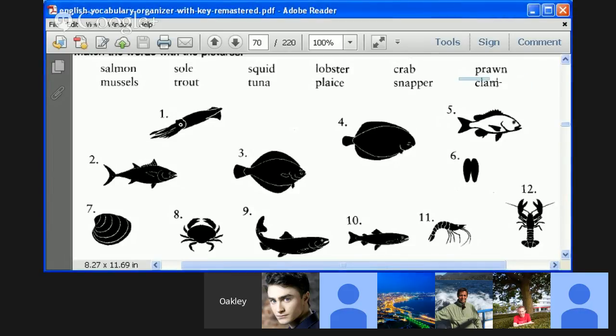Okay, I've gone over time. I'm already in my next class time. But number 7 is the clam here. Again, many forms of clam, another kind of shellfish.